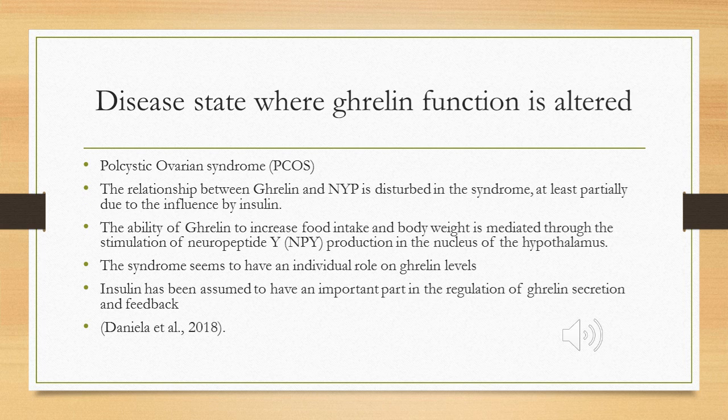PCOS in females is a disease in which ghrelin function is altered. The relationship between ghrelin and NPY is disturbed in the syndrome, at least partially due to the influence of insulin. The ability of ghrelin to increase food intake and body weight is mediated through the stimulation of neuropeptide Y production in the nucleus of the hypothalamus, where it upsets the inhibitory effect shown by leptin and insulin.